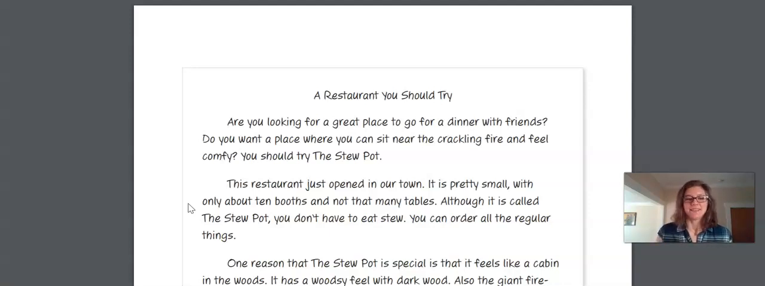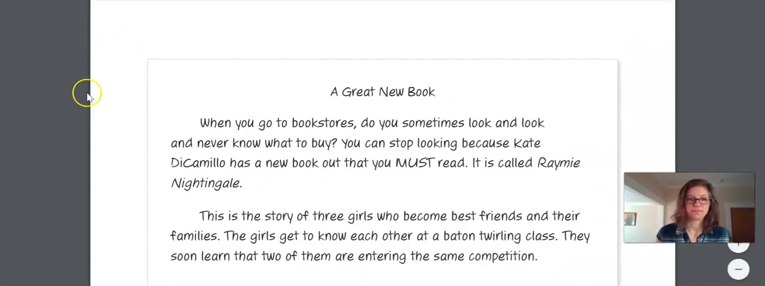All right? Let's peek quickly at the beginning of another review. This is a book review. And we can see how the writer uses a hook and a summary. This is called A Great New Book. When you go to bookstores, do you sometimes look and never know what to buy? Now, students, that's the hook right there, because as the reader, I'm thinking in my head, well, yeah, that happens to me quite a lot. Now, we'll go on. You can stop looking because Kate DiCamillo has a new book out that you must read. It is called Rainy Nightingale.